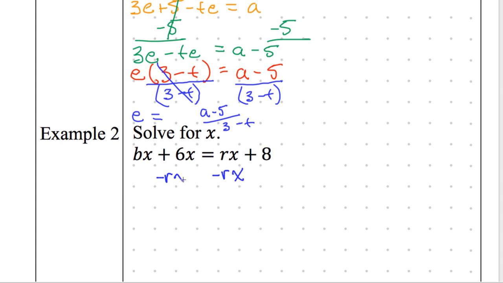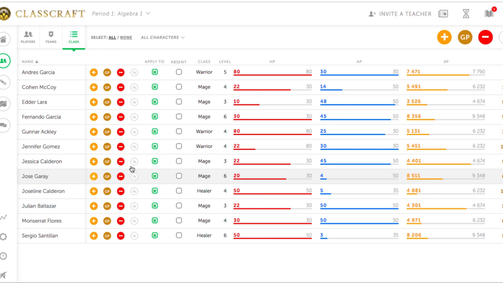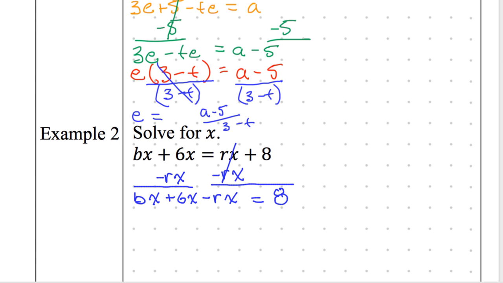Minus rx, minus rx. And here it goes. I have my bx plus 6x minus rx on my left-hand side. On my right-hand side, those rx's cancel each other out, and I'm just left with 8. Making sure that everyone understands what's going on. Make sure you really understand, because the homework is going to be difficult if you don't know what's going on. Next step, someone help me.